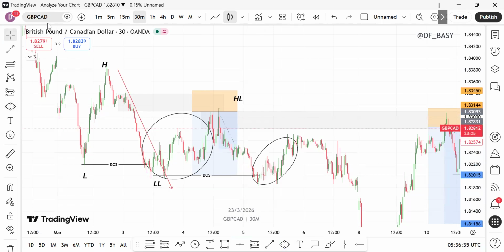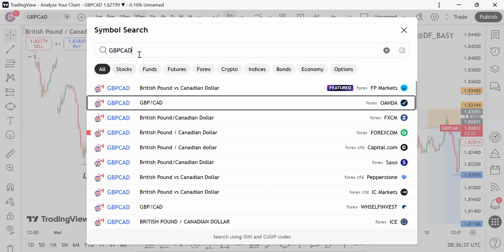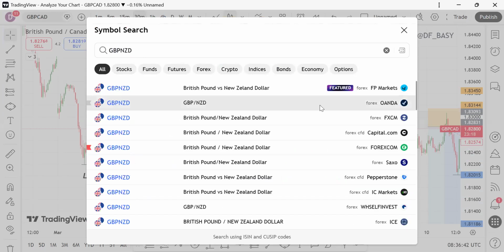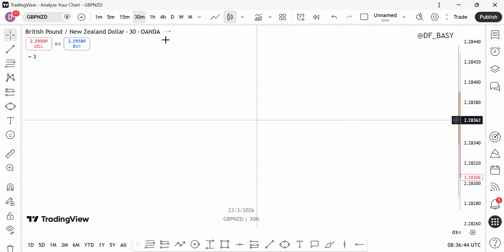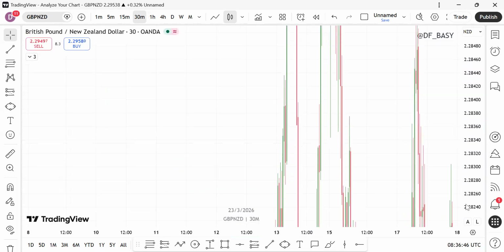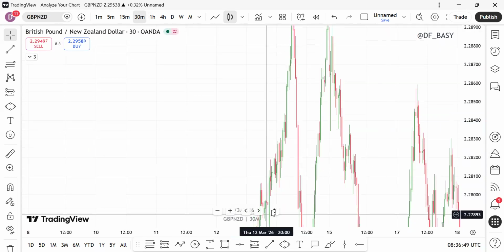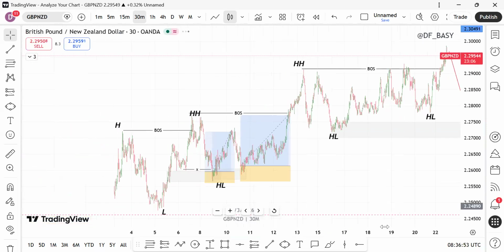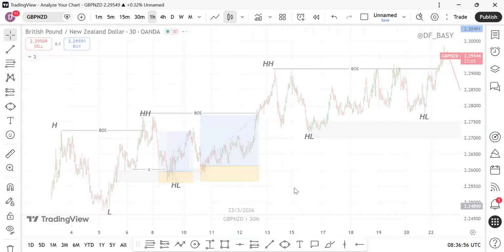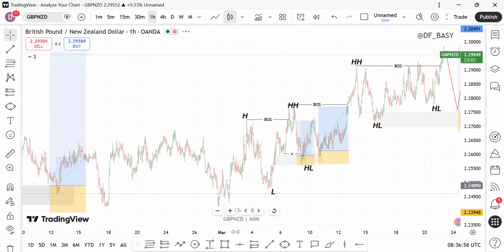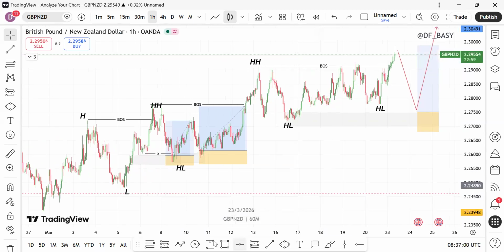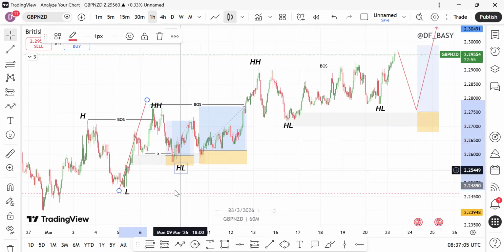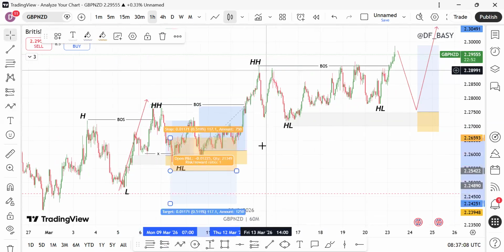Now, if you go back to GBP NZD, what do we have? I want to show you your corrective move and the impulsive move. So now this is GBP NZD. So what do we have here? You have your impulsive move. This is the impulsive move. What do you have? That's the impulsive move. You have another impulsive move here.